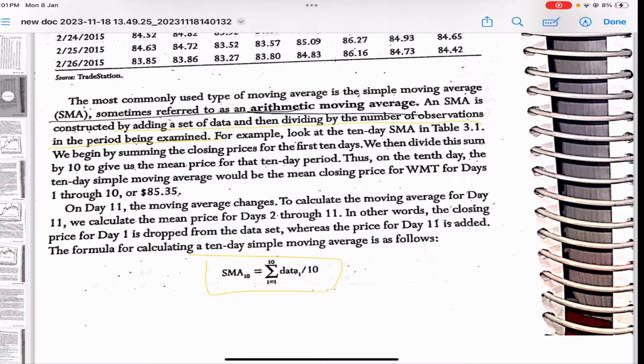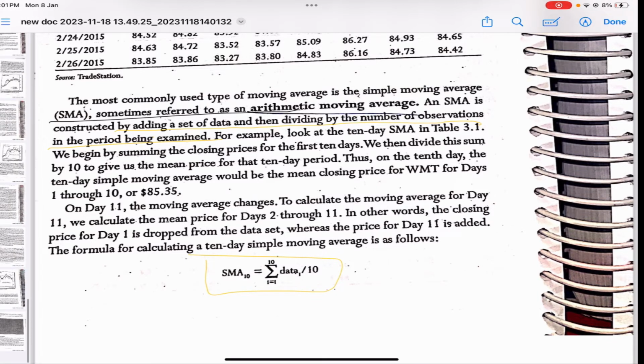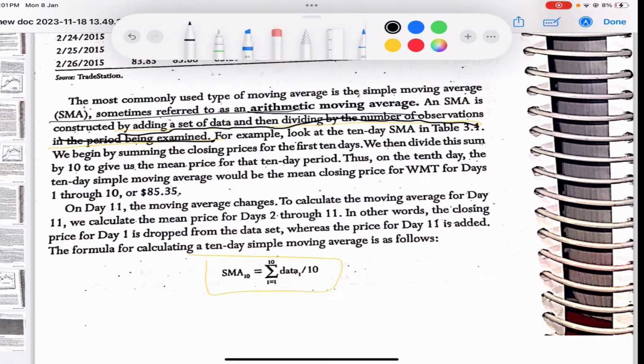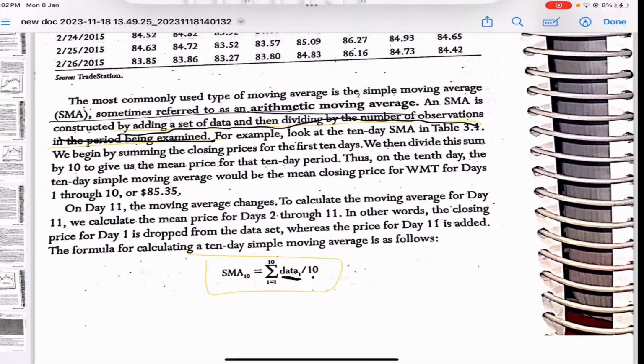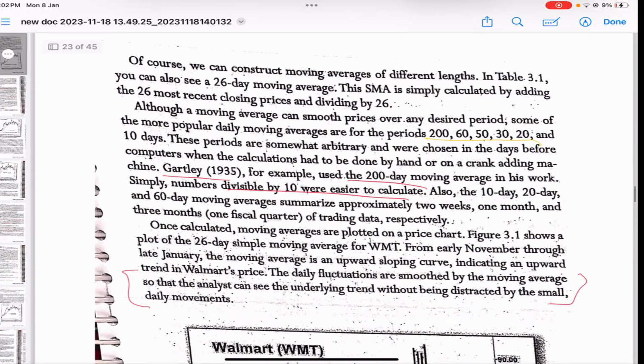So whenever they're talking about arithmetic moving average, you can just keep in mind that they are referring to a simple moving average, right? So adding the set of data and then dividing by the number of observations. A basic average formula, that is the formula of simple moving average. Simple. So if, let's say, this is a moving average of 10 days, then data from 1 to 10 days divided by 10. Very simple. Don't get confused by looking at the formula. It is just a simple moving average, nothing confusing.